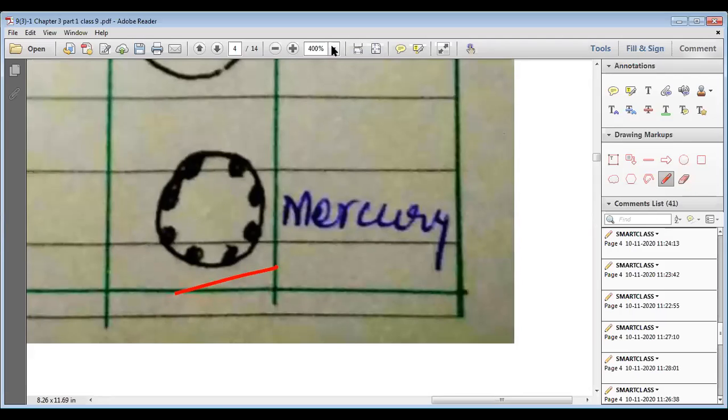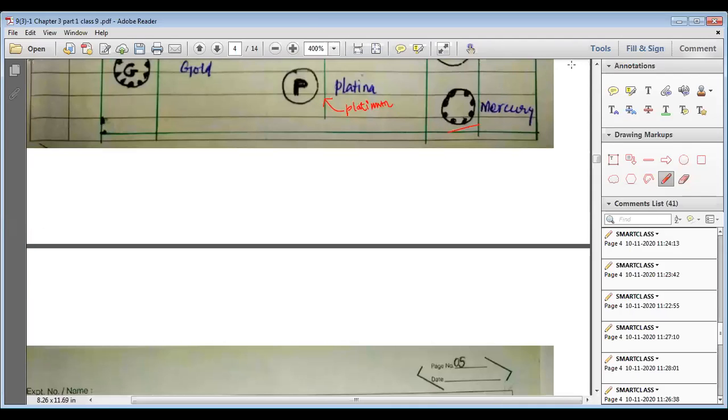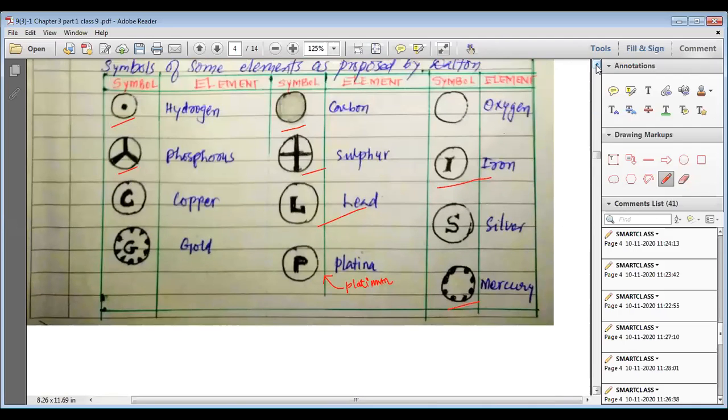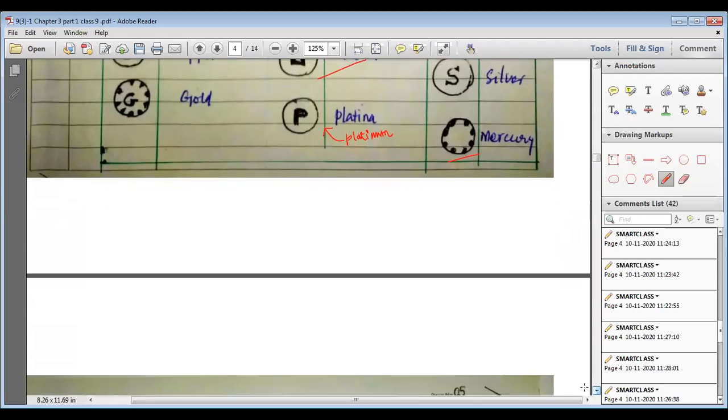So, my dear students, please learn the symbols which are proposed by Dalton. Dalton was the first scientist to propose the various symbols for atoms of elements. Or we can say that Dalton represented the atoms of various elements with a particular symbol.